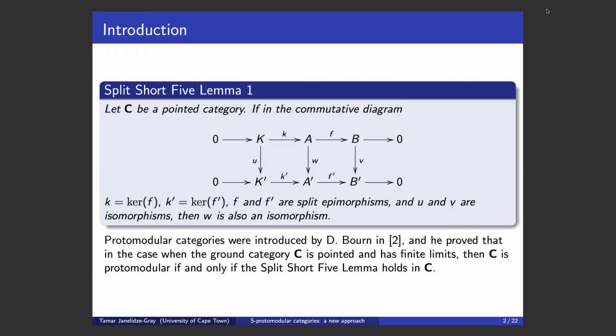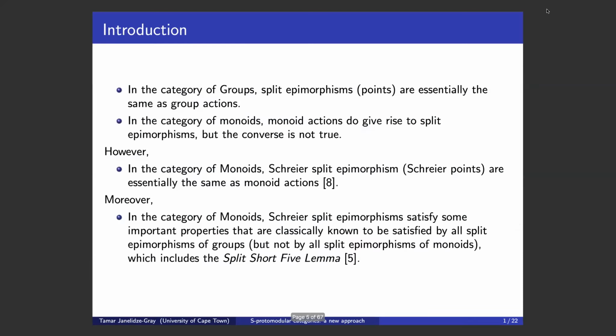So now, informally speaking, we can say that groups, abelian groups, and in general even more general algebras, satisfy this split short 5 lemma. But if we take the category of monoids and consider split epimorphisms in the category of monoids, they do not satisfy this lemma.